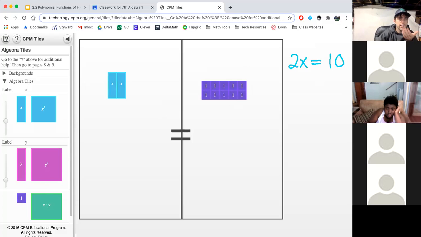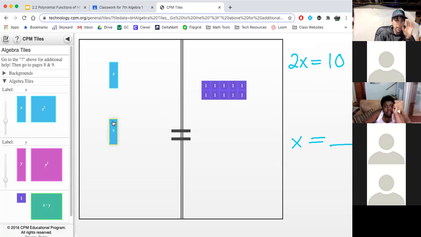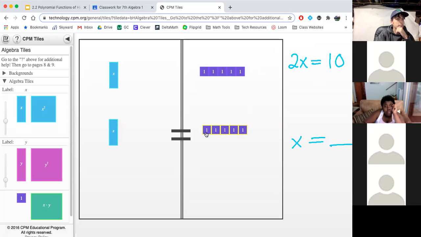So our goal here is to show what a single x is equal to, just what one x would be equal to. That's going to be our solution. So what we need to do is group our algebra tiles. If we split both sides into 2 equal groups, in this case a single x and a single x, and I split this into 2 equal groups right here, 5 and 5, so that these are equal to each other, 5 and 5 and x.